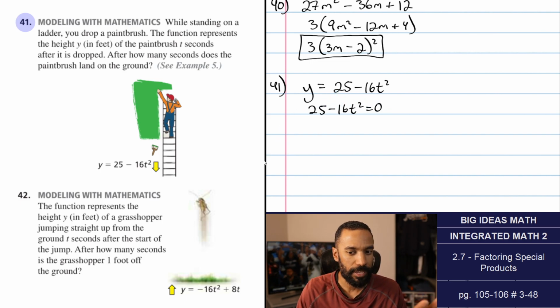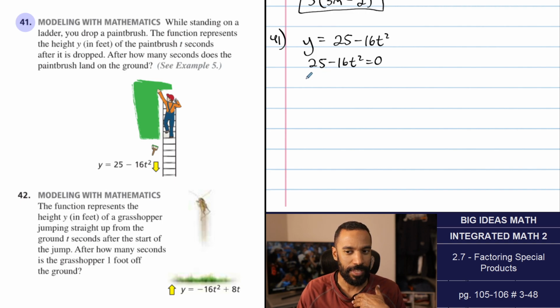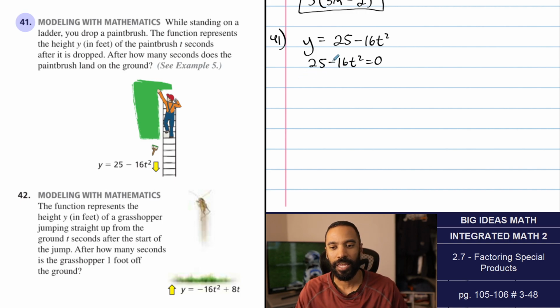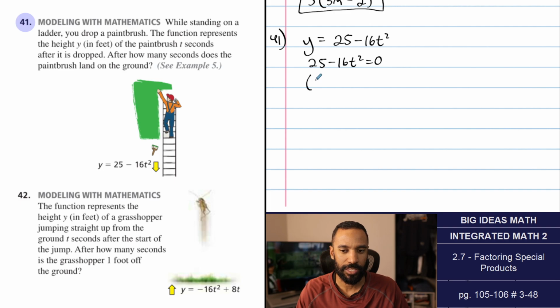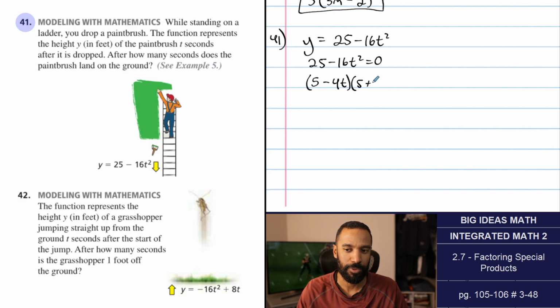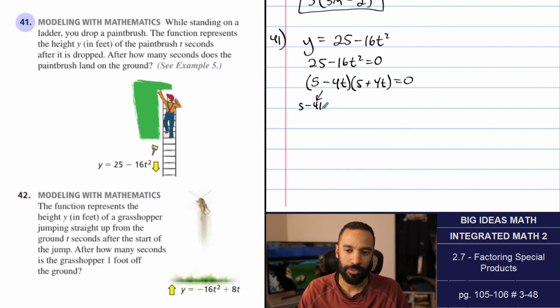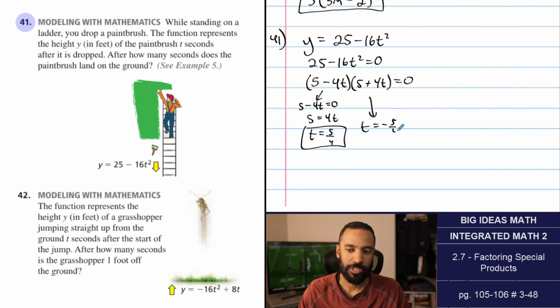There's no problem with it not being in standard form, but in general, I'm of the ilk of putting it in standard form in a lot of cases. This time I'll leave it like this. 5 is being squared and 4t is being squared. 5 minus 4t times 5 plus 4t equals 0. That's the factorization. So if 5 minus 4t equals 0, you add 4t, and then you divide both sides by 4, you get t equals 5/4. Or here you get t equals negative 5/4. It's just kind of saving you time.